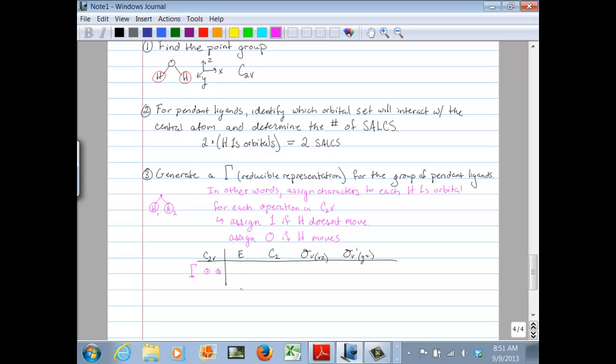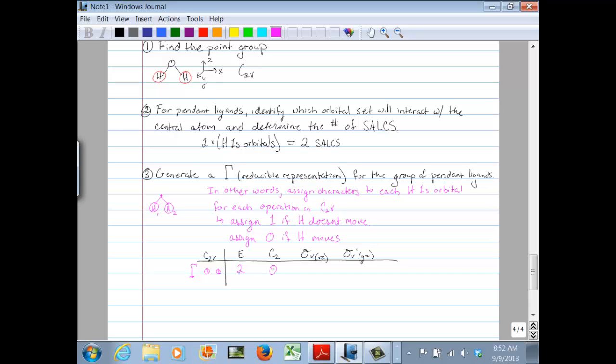How many of those hydrogens move during the E operation? How many move? Nothing, right? So each one of the hydrogens gets a number 1. You add them together, and your reducible representation under E is a 2. For C2, you rotate around the V axis. What is the character here going to be? It's going to be a 0.